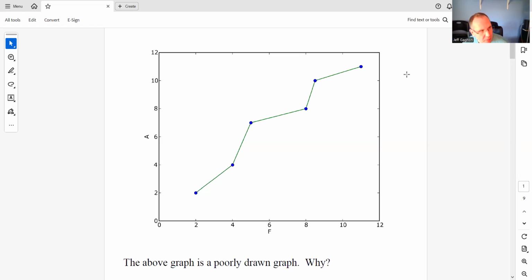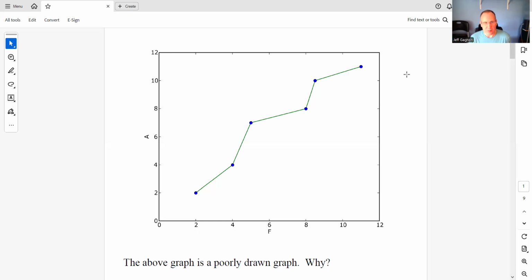Then I want to talk about something called accuracy and precision, like define those terms, and compare them, and then compute measures of both accuracy and precision. So that's sort of the goal of this first video. So let's begin by examining this graph. This is really an example of a poorly drawn graph.